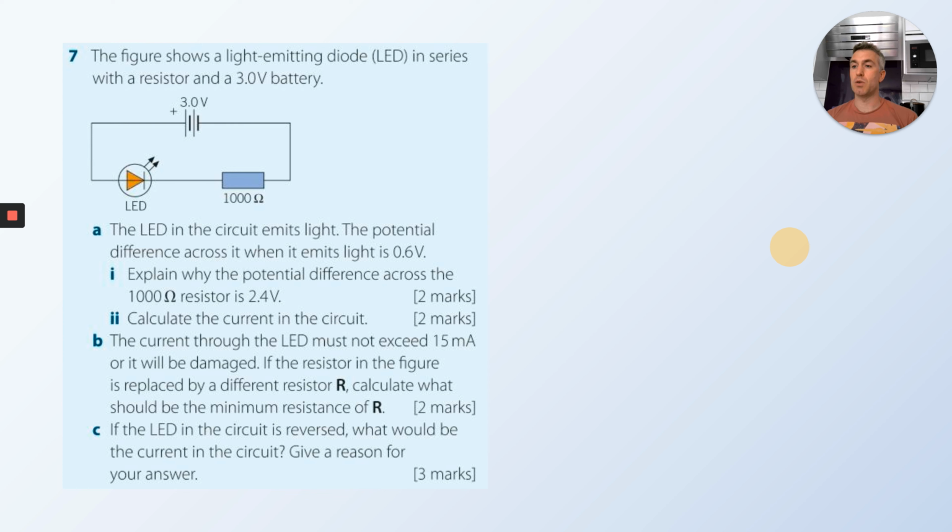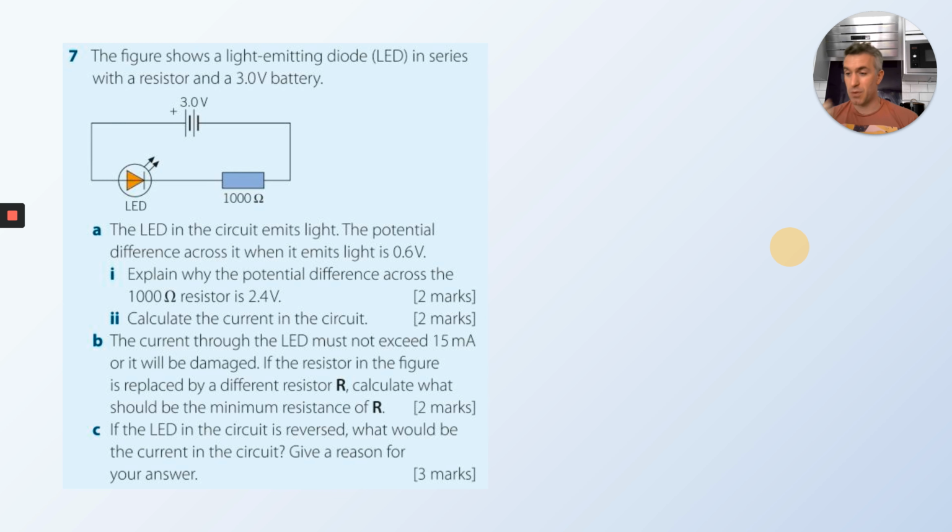Figure 7 shows a light-emitting diode, LED, in series with a resistor and a 3-volt battery. We looked at the diode before. A diode, a particular device, has a special graph. A light-emitting diode is a diode that gives off light, as it does suggest. The LED in the circuit emits light. The potential difference across it when it emits light is 0.6 volts.